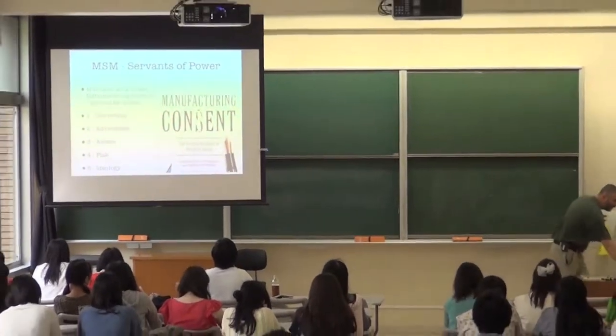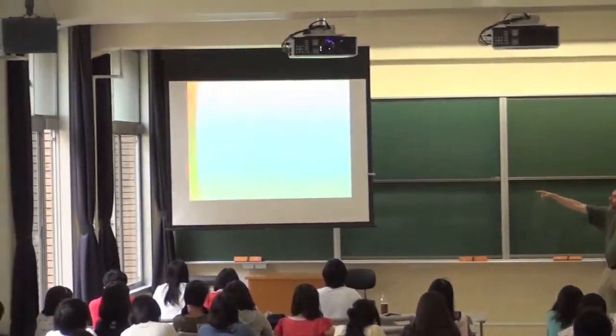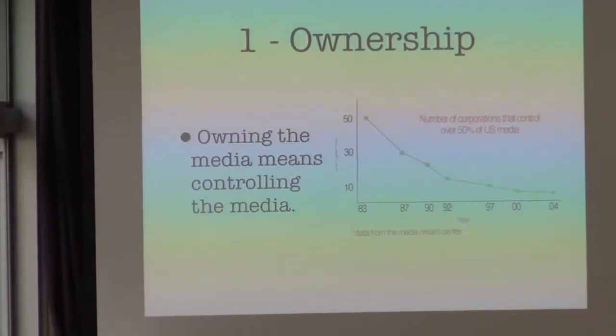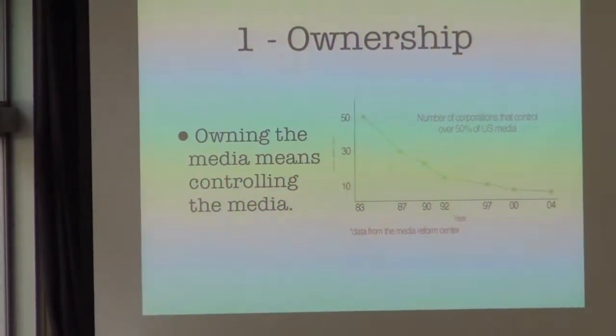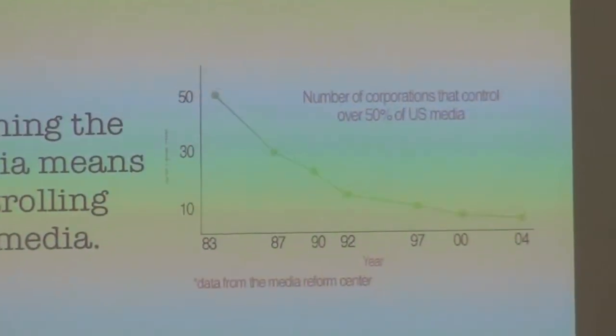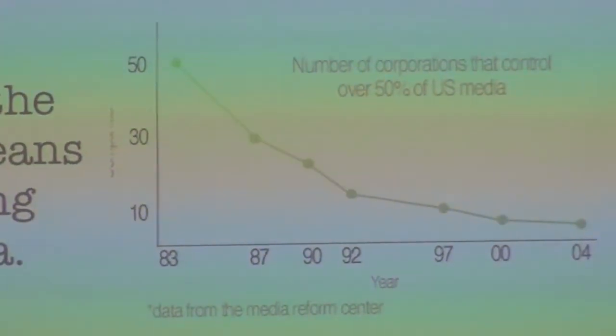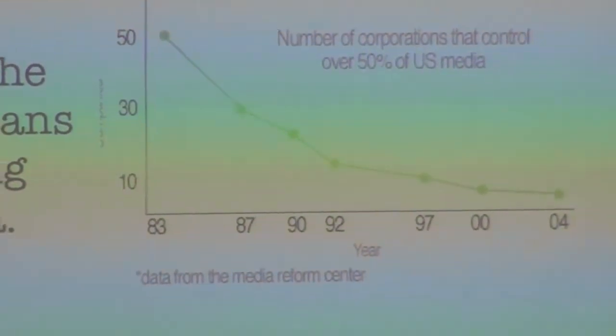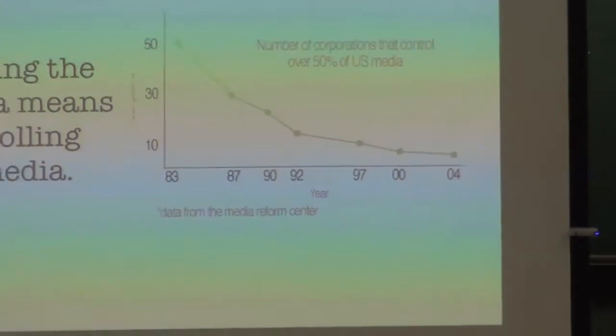If we look here, we can see that in the US, the number of corporations that own the media has been getting smaller and smaller. This means a very small number of corporations own most of the radio, TV, and newspapers, the old traditional style media. So they control what you get to see.